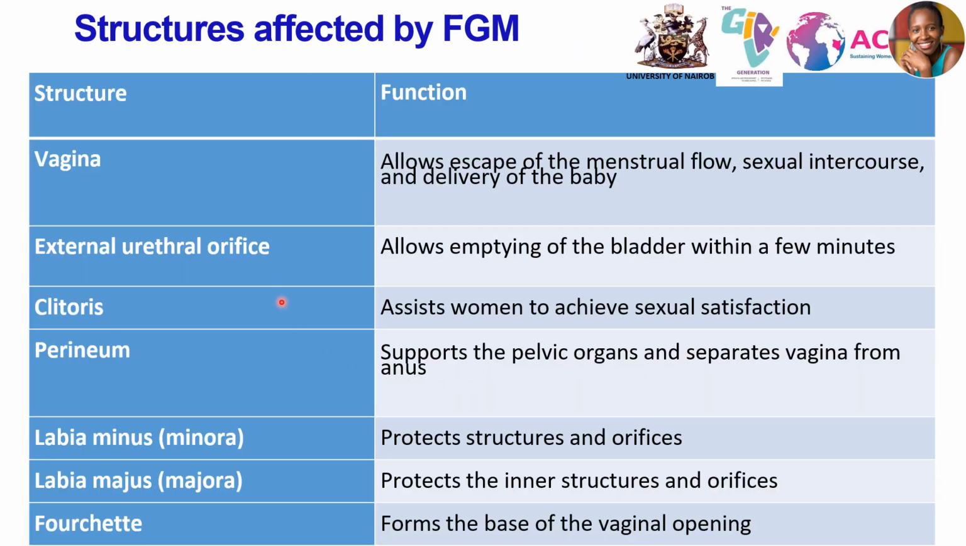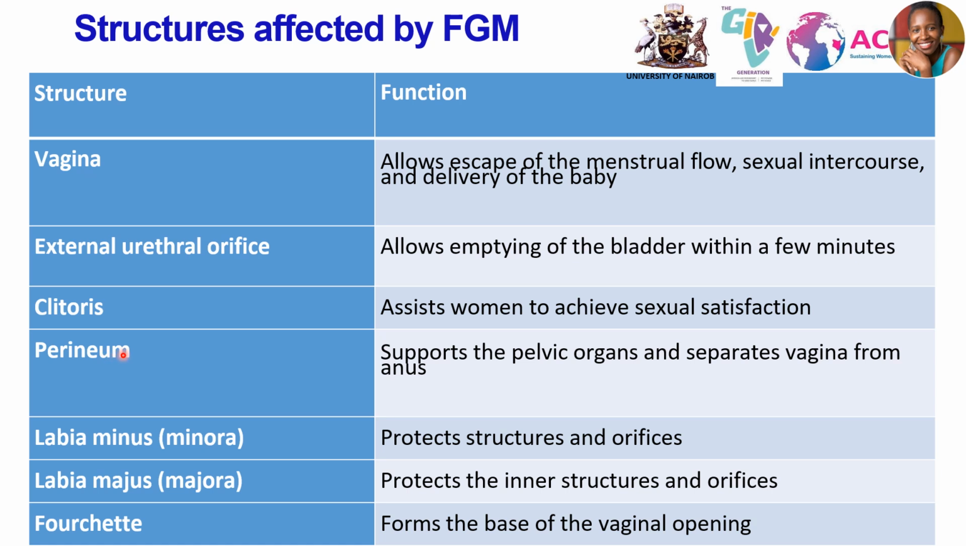So based on the external structures which have different functions, starting with the vagina. So the vaginal opening allows the escape of the menstrual flow. It's also the area for the initiation of sexual intercourse, and it's going to be the exit channel for the delivery of the baby. But then we have the urethral orifice or the urethral opening. This is specifically to allow emptying of the bladder or flow of the urine from the bladder to the environment. And then the clitoris, this is an area which is highly sensitive. It's supplied with nerves, almost 8,000 nerves, which help the woman to achieve sexual satisfaction or sexual orgasms and arousals.